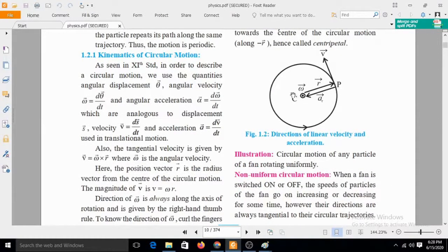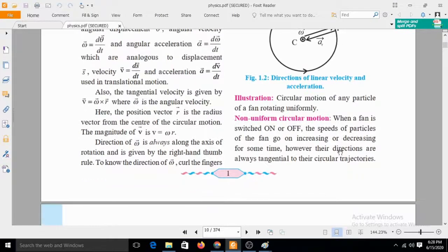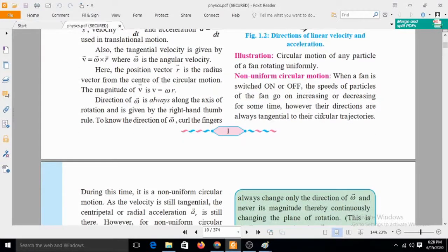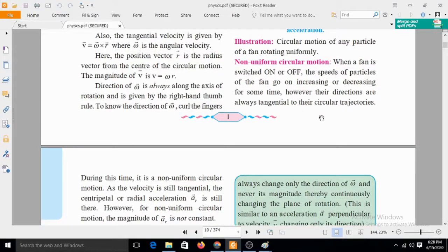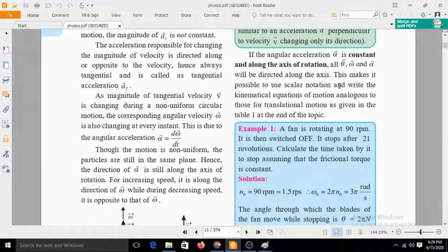Okay, see over here, this diagram is given, that is center of mass C, or you can take point of origin C. It is radial acceleration a_r, and this is the radius vector r, this is the omega velocity, that it travels with the velocity omega, and this is the linear velocity. Okay, so over here circular motion of a fan rotating, uniformity you can take like that. If a fan is switched on or off, its speed goes on increasing if you switch it on, and its speed goes on decreasing if it is off. So the direction is always tangential to this circular trajectory. These all have been given over here.